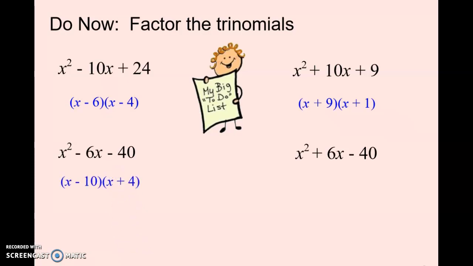Notice that the next one, x squared plus 6x minus 40, has the same last term, but the sign of the middle term is the only thing that's changed. What do you think will happen with the signs? Factor it and find out.